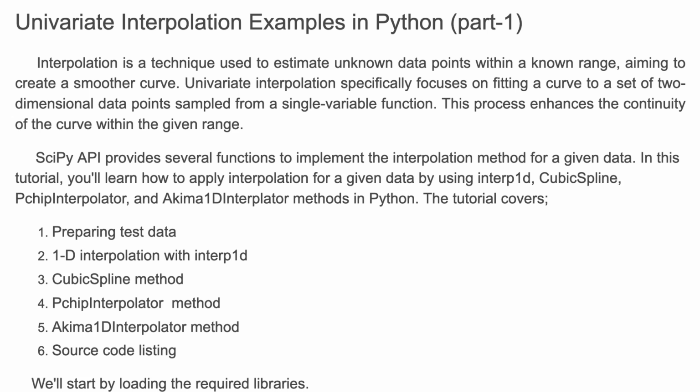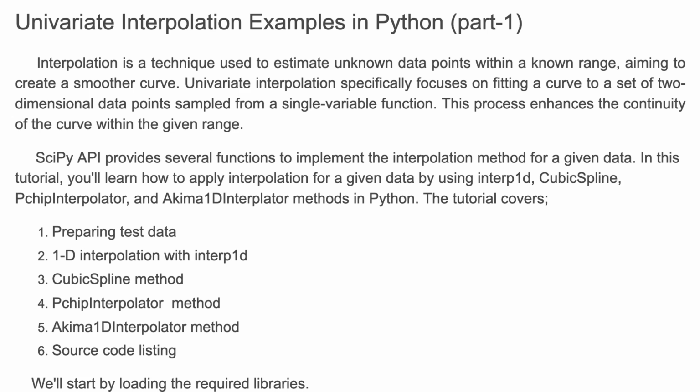Interpolation is a technique used to estimate unknown data points within an unknown range, aiming to create a smoother curve. Univariate interpolation specifically focuses on fitting a curve to a set of two-dimensional data points sampled from a single variable function. This process enhances the continuity of the curve within the given range.